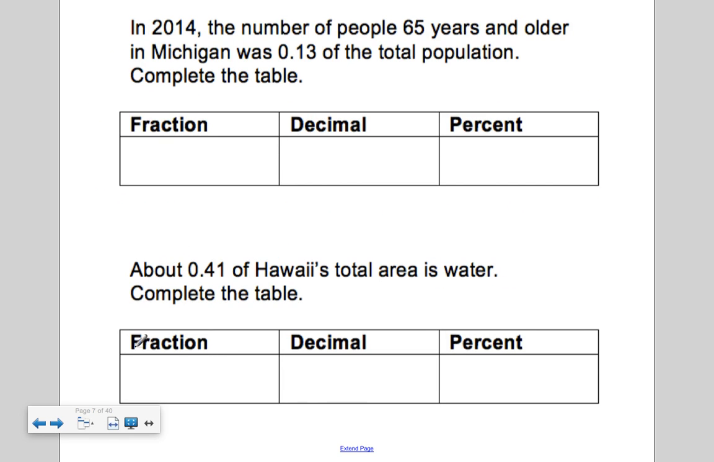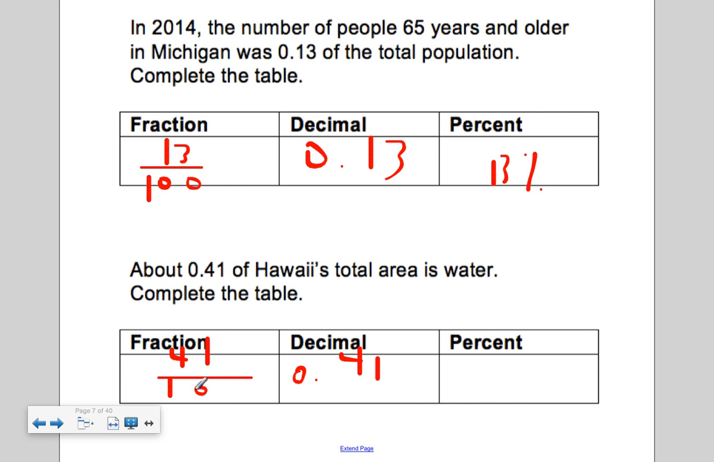In 2014, the number of people 65 years and older in Michigan was 13/100 of the total population. Complete the table. How would I write that as a fraction? 13/100. And what percent would that be? And again, what's the percent? Anything per 100. So the percent must be 13%. 41 hundredths of Hawaii's total population is water. Complete the table. So that would be 41 hundredths. And what percent would that be? That would be 41% because it's anything out of 100.